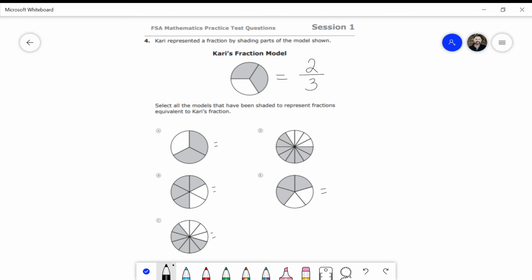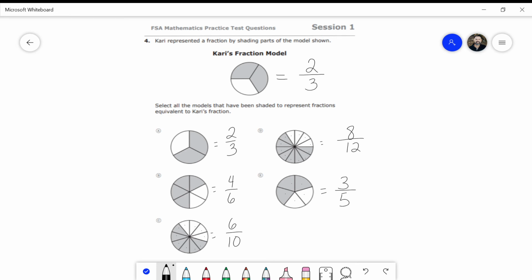And what I want to do is do the same thing for each model. I want to write down the fraction the model represents. So this one is 2/3. The next one is 4/6. And what's that? So 1, 2, 3, 4, 5, 6, 7, 8, 9, 10. So that's 6/10. And then here we have 1, 2, 3, 4, 5 pieces out of 3. And this last one we have a total of 1, 2, 3, 4, 5, 6, 7, 8, 9, 10, 11, 12 pieces, and of those 12, there's 8 of them that are shaded.